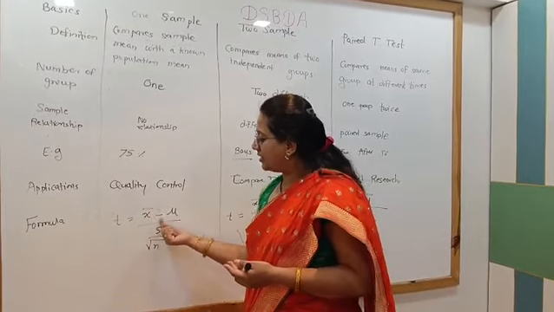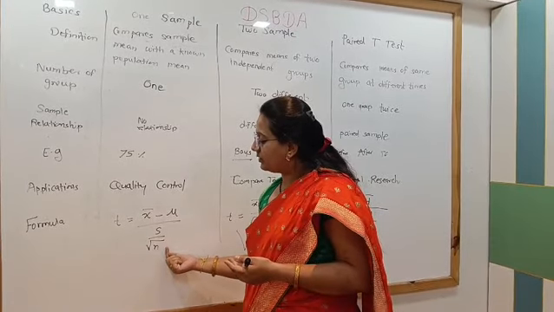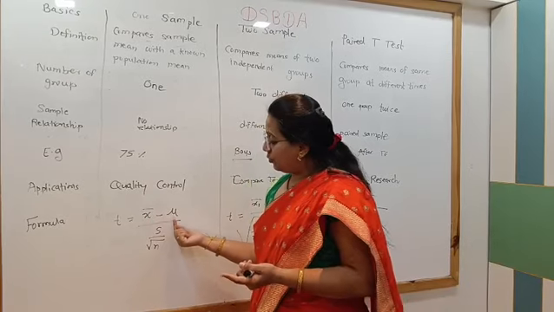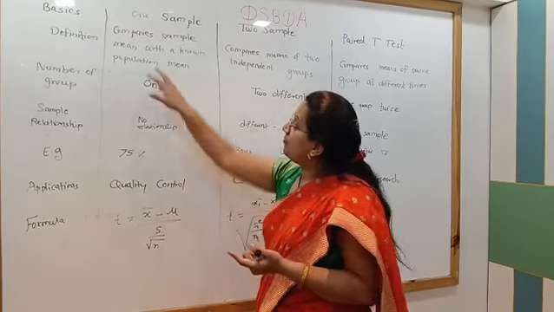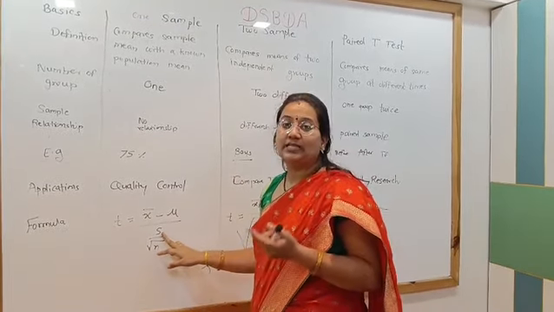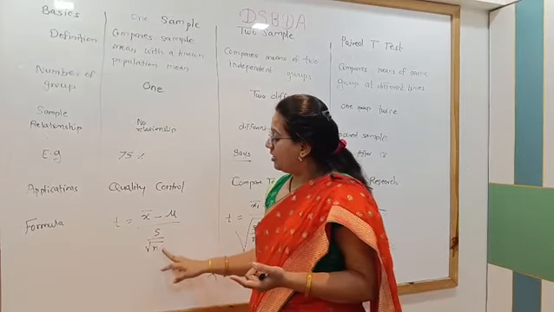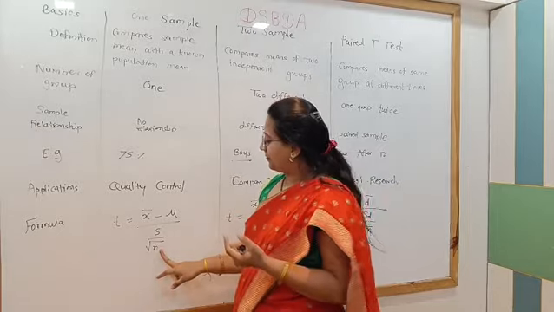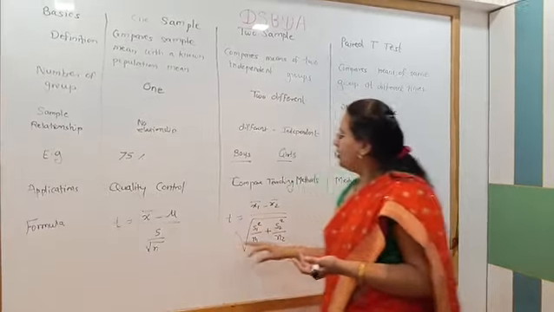Formula for the one sample t statistic: t equals x bar minus mu divided by s divided by root n. Here x bar is the sample mean, mu is the population mean, because we compare the sample mean with the population mean. s is the standard deviation of the sample, and n is the total number of samples, or size of the sample.